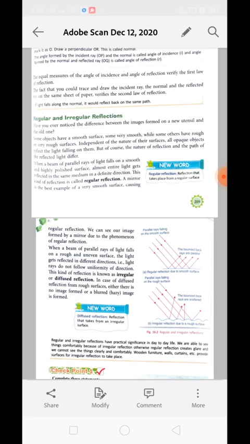When a beam of parallel light falls on a very smooth surface, the light which is reflected will move again in the same medium in a straight line. This type of reflection is known as regular reflection. For example, a mirror is the best example of a very smooth surface causing regular reflection.